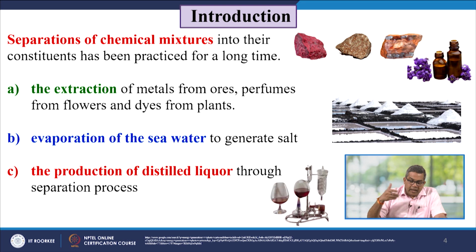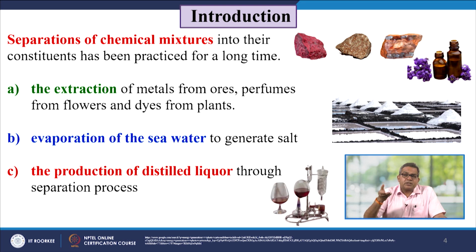Now, separation of chemical mixtures into their constituents has been practiced for a long time. The reason is that sometimes you cannot have 100% conversion. If you have a reaction mass, there may be some unreacted component, some byproduct, and some desired product, so you need to separate all those things. Apart from this, nature has given so many things, and you need to separate all those useful things from them. It is again under the heading of the separation of chemical mixtures.